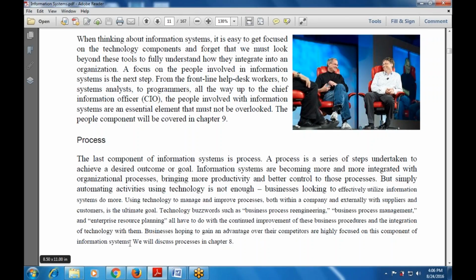But when we simply automate the activities, technology is not enough. The business is looking to effectively utilize the information system to do more, and using the technology to manage and improve the processes both within a company and externally with suppliers and customers is the ultimate goal, is the ultimate task.